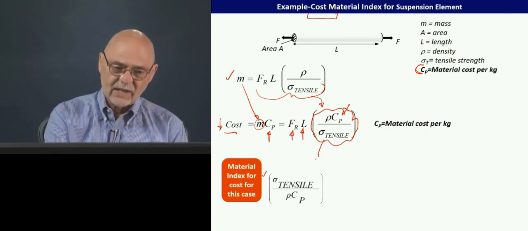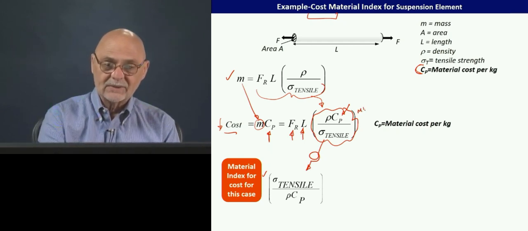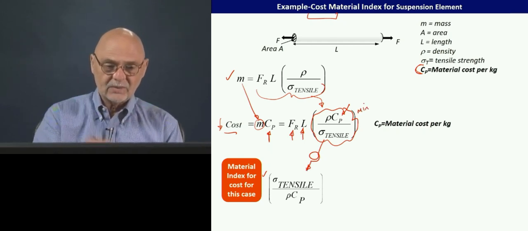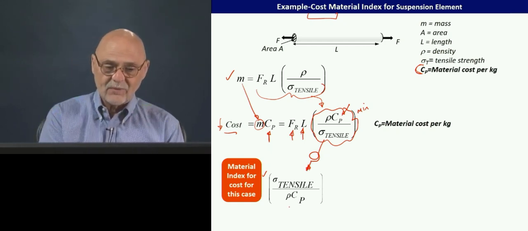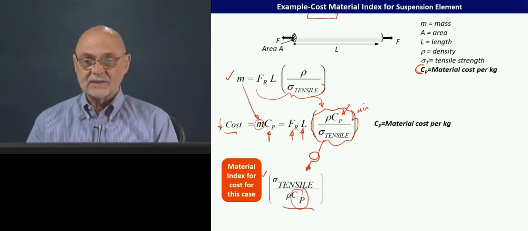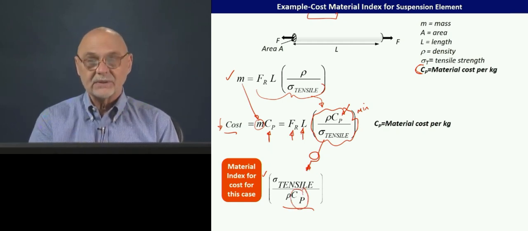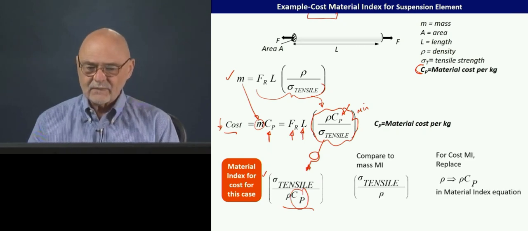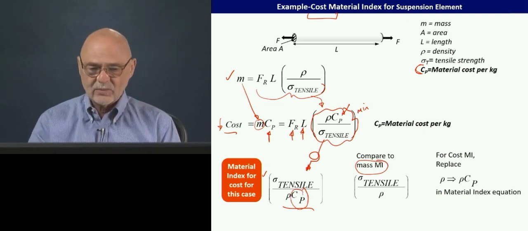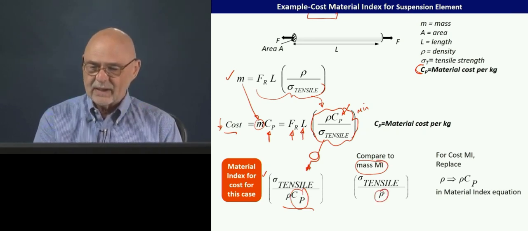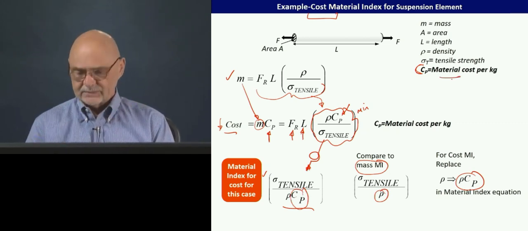Remember, we always turn that over, and then we're going to maximize. This one we would want to minimize. This one now, the reciprocal, we're going to maximize. And it looks a lot like before. The only thing that's been added in is the material cost per kilogram. And again, these are all material properties. So all we did was take the material index for mass, and we replaced the density part of it by the density times the material cost per kilogram.